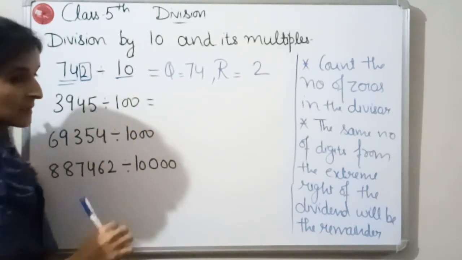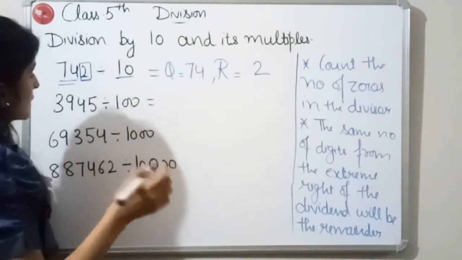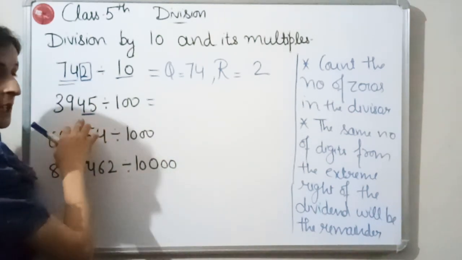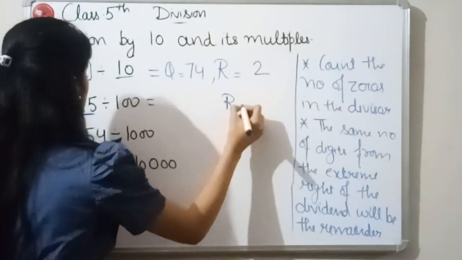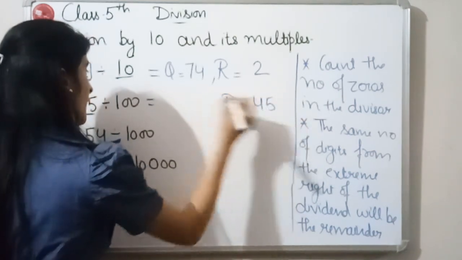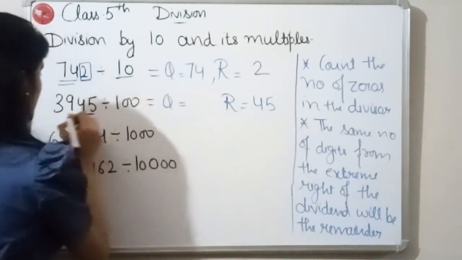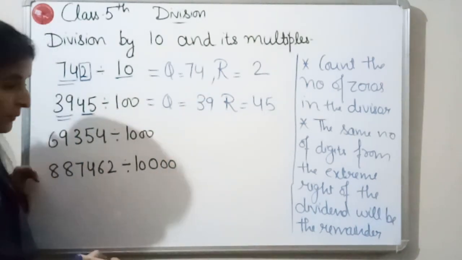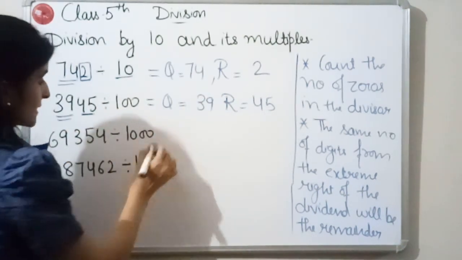Here in this 100 we have 2 zeros. So in the dividend the last 2 digits will be the remainder. So the remainder here is 45 and the rest of the digits, that means 39, is the quotient. Fine. Now let's come to the next part.